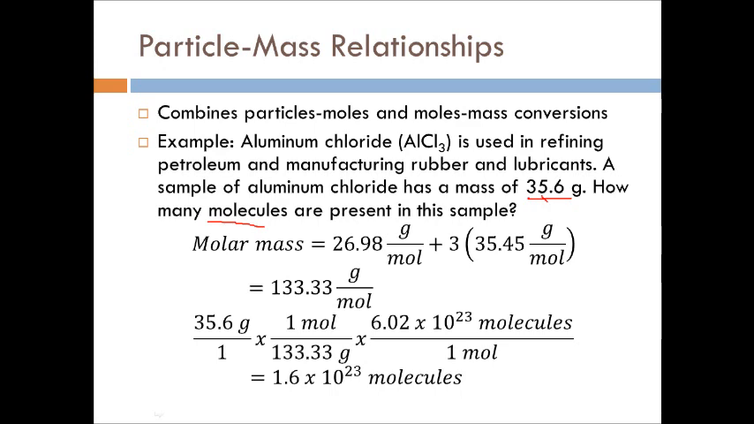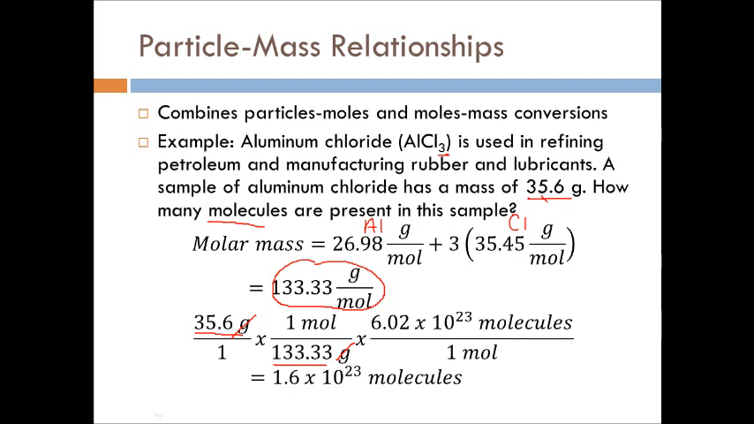the molar mass. So we take the mass of aluminum here, and we're going to add it to 3 times the mass of chlorine because we have 3 chlorines. And when we do that, you get a mass of 133.33 grams per mole. So let's take the number they gave us, which is 35.6 grams. Grams is on top, so we're going to put grams on bottom. Again, that number goes with the grams.